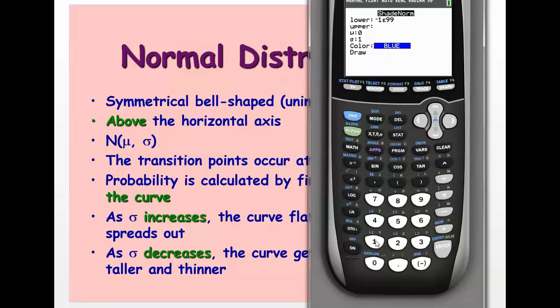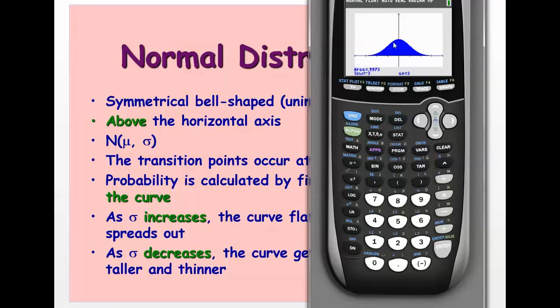Okay, so what I'm going to do is tell the calculator I want you to shade from -3 to +3, and I'm going to keep the mean of 0 and the standard deviation of 1. This is called our standard normal curve. And then I'm just going to have the calculator draw that for me. And this is, again, what we consider a textbook example of a normal distribution.